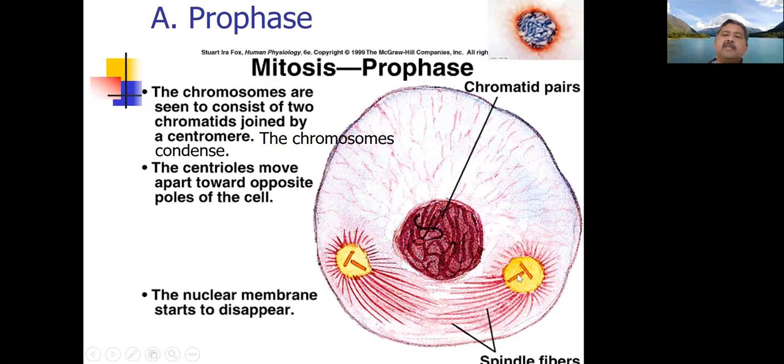And thirdly, you see these structures right here. These are the centrioles. The centrioles start out right here, and they're going to start moving towards the opposite sides of the cell. We say they're opposite poles. So those are the three things that happen during prophase. The chromosomes condense, the centrioles move to opposite poles, the nuclear membrane starts to disappear.